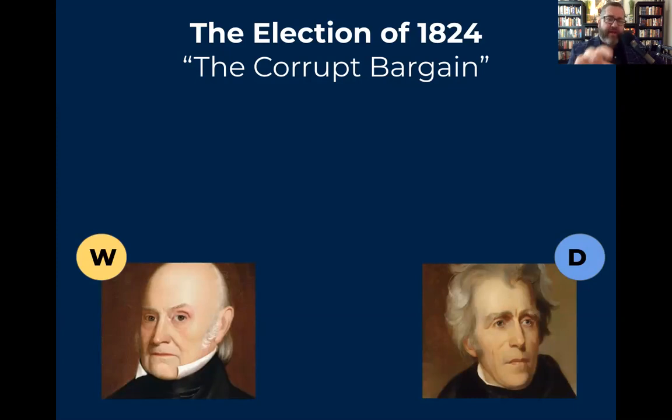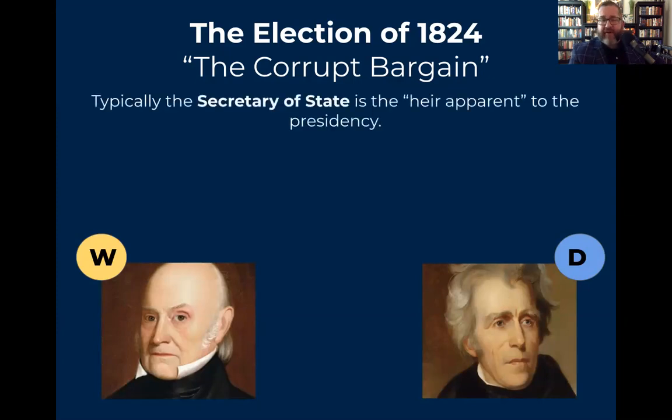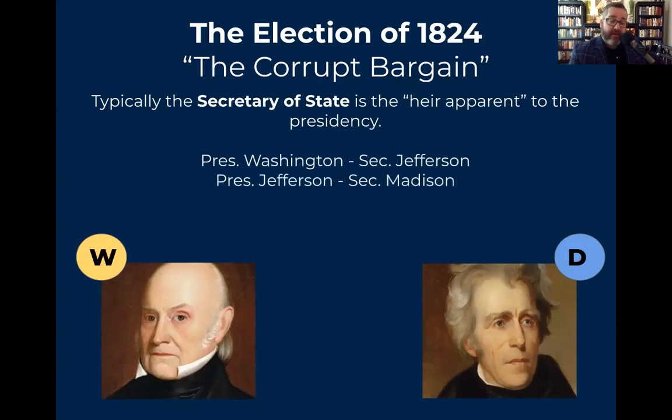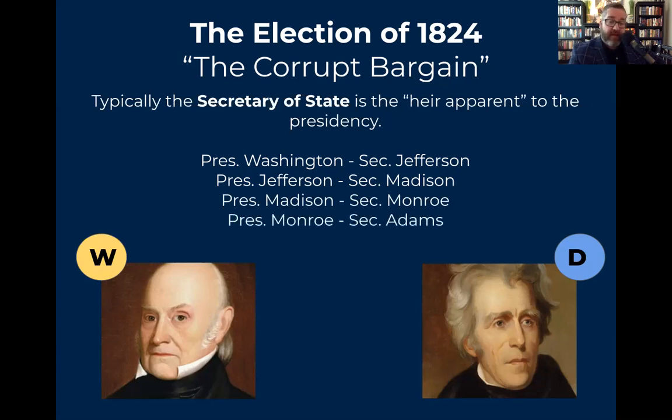Now, to understand the concept of John Quincy Adams and Henry Clay, we have to look at a pattern in American history. And typically, the Secretary of State is the heir apparent to the presidency. I mean, the timeline alone will show you that President Washington's Secretary of State was Jefferson, and then he becomes president. President Jefferson's Secretary of State was James Madison, and then he becomes president. His Secretary of State was James Monroe, and he becomes president. And President Monroe's Secretary of State was John Quincy Adams.